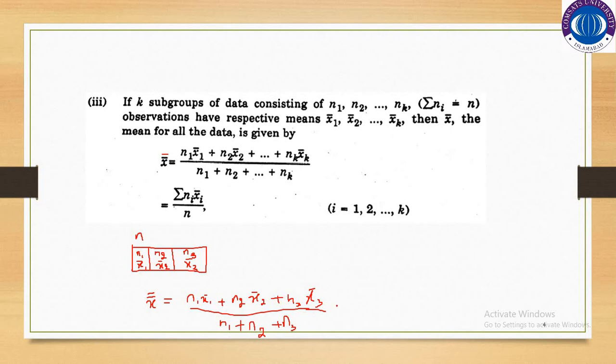So this could be written in this way: summation i equal to 1, 2, 3, ni into x bar i divided by n, as n1 plus n2 plus n3 will be equal to n.